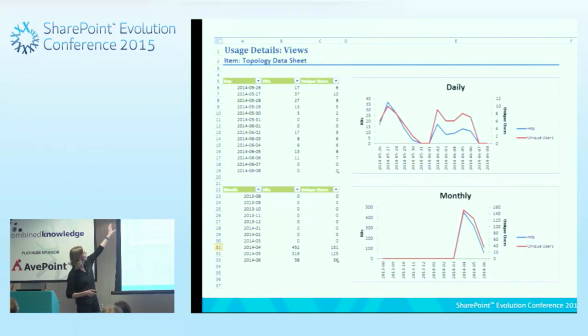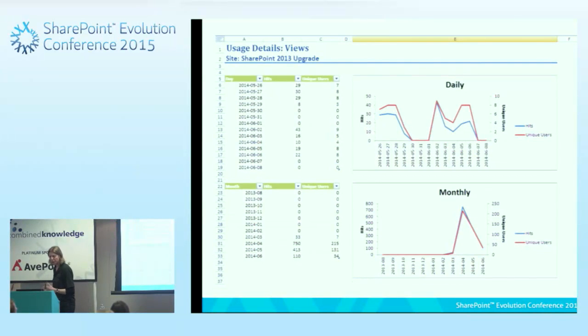Usage details, so how many times a document has been opened. This is for a specific document. So unique users on a specific day or in a specific month. And also information about a site. So the number of views on a specific SharePoint site, daily and monthly. This is all out-of-the-box functionality that you get with SharePoint.